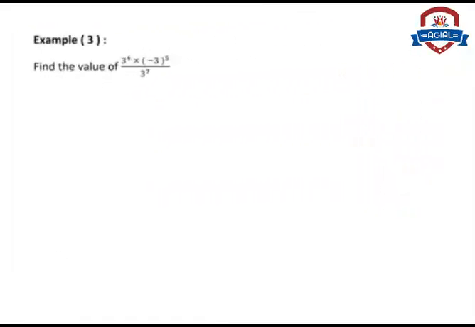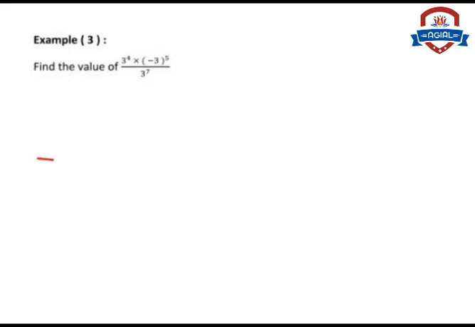Example number 3. Find the value of 3 to the power of 4 times (-3) to the power of 5 over 3 to the power of 7. Now who can help me to solve this question? Yes, we find the product of the numerator first.